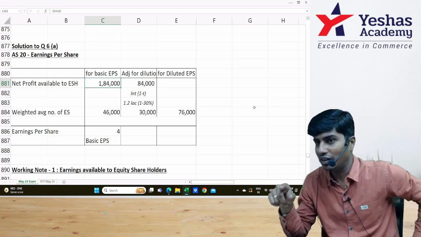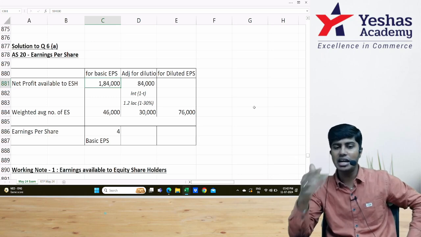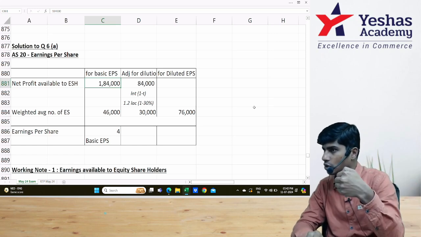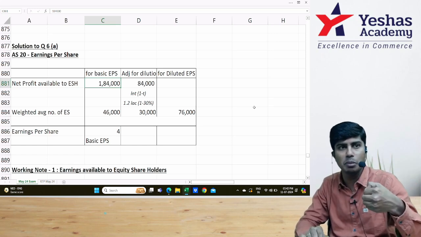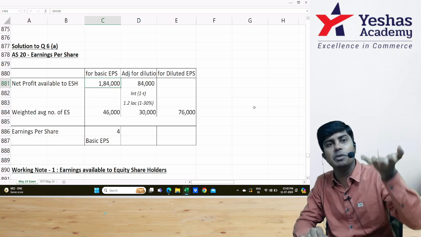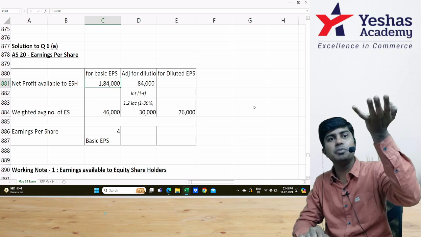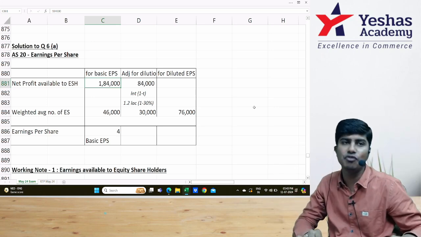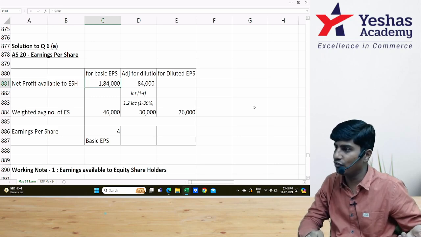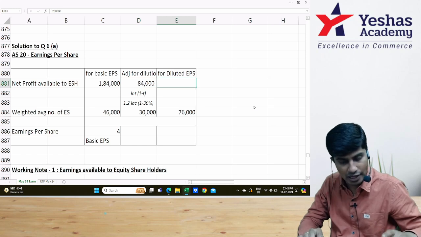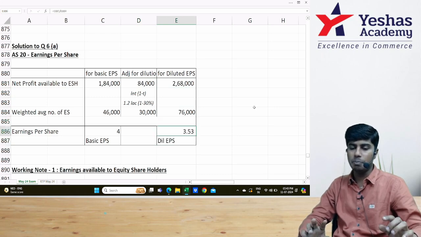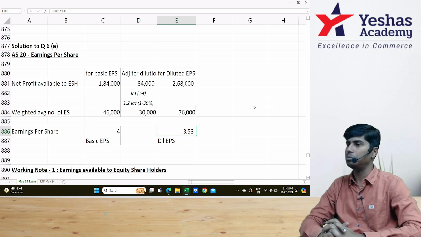Because they become equity shareholders, the interest no longer has to be paid. You save 1,20,000, but the tax deducted from that leaves 84,000 as the increase in your income. Your profit is supposed to increase by 1,20,000. On that increased profit of 1,20,000, you pay 30% tax. So profit increased only by 84,000. Profit before was 184. Profit now increased by 84. Diluted earnings 268. Divide 2,68,000 by 76,000. 3.53 is our diluted EPS.